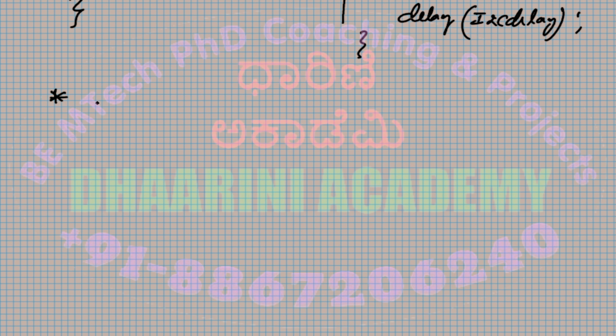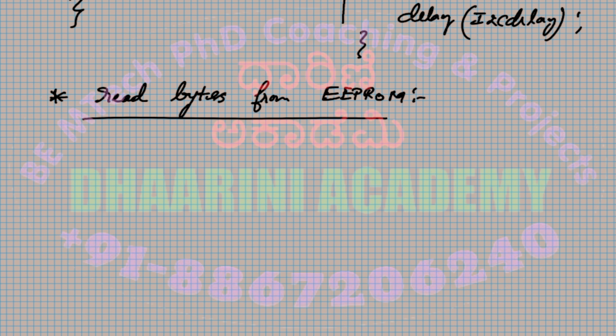So this is read bytes from the EEPROM. I want to read from this. So how should the read operation happen? Just remember the process. You will be able to write a code by yourself, right? Because the individual operations we already understood, correct?